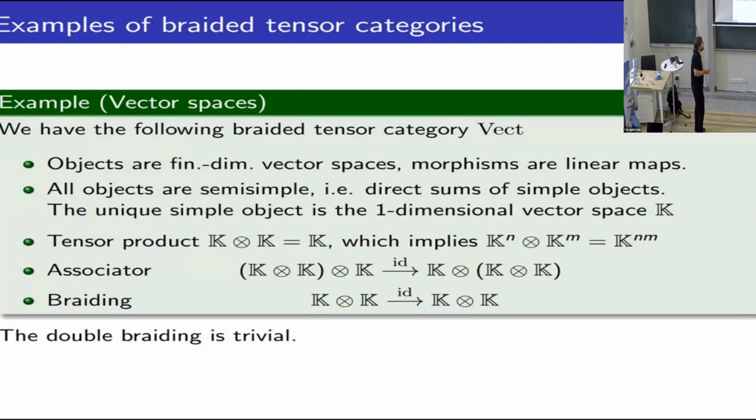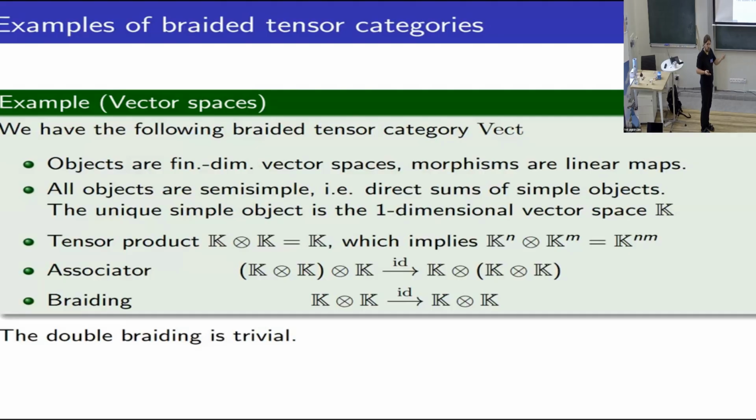So then a much easier example. We have the following braided tensor category that will appear frequently. It's vector spaces. So what are vector spaces? The objects are finite dimensional vector spaces. Morphisms are linear maps. The objects are semi-simple. Why? Because every object can be written as a direct sum of one-dimensional vector spaces. I just taught this in linear algebra. So that's the existence of a basis, right? So this is what semi-simple means in this case.